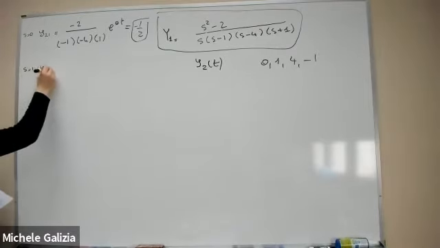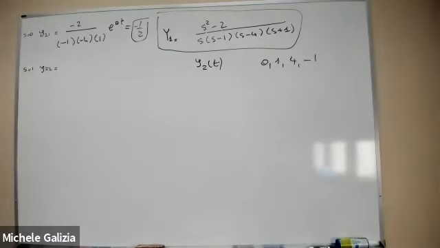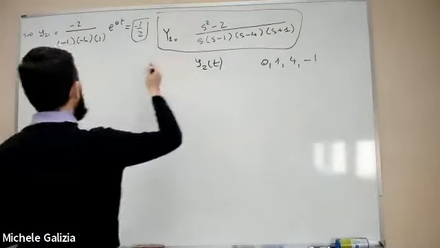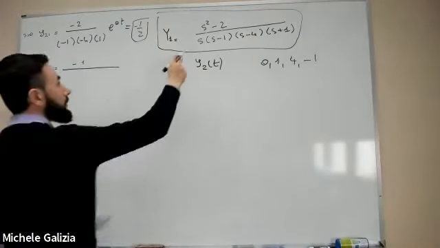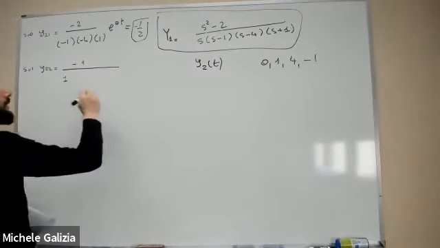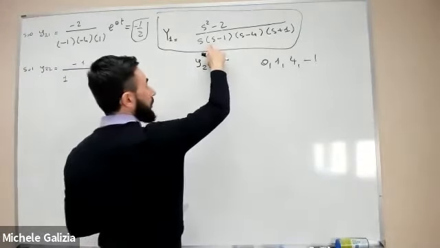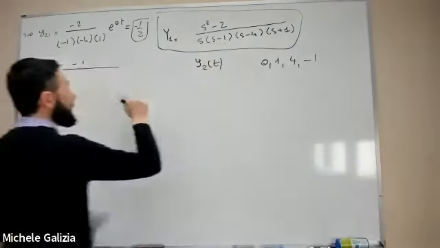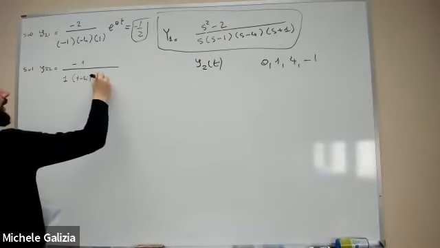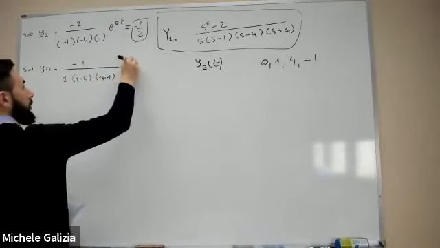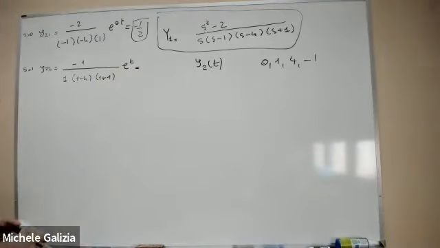S equal to 1. So y2, second contribution. Numerator calculated in 1. So minus 1 divided. And then I have to suppress the contribution s minus 1. And then 1 minus 4, 1 plus 1, exponential of time.